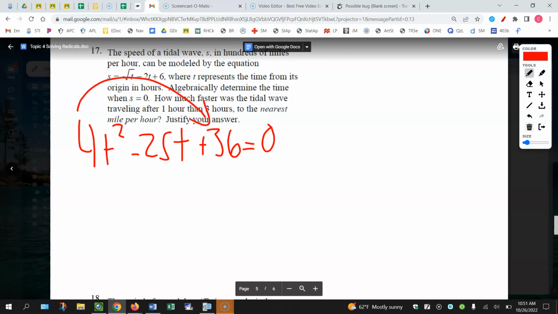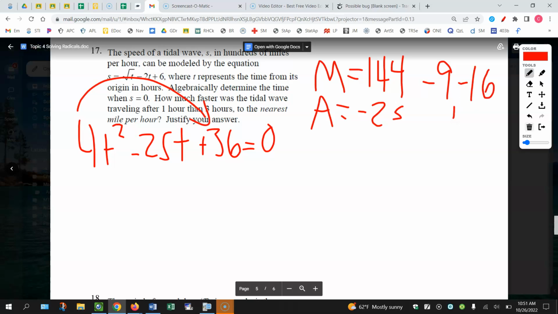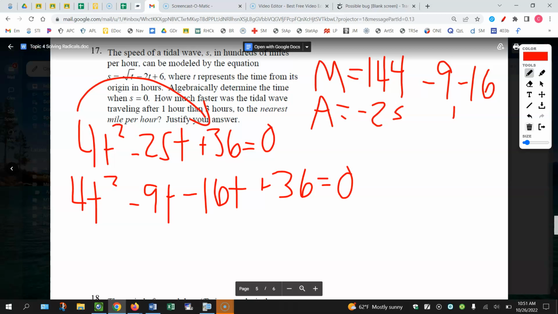So I'm going to do 4 times 36. I need numbers that multiply to positive 144 that add up to, in this case, negative 25. 144 divided by x on the calculator, you're going to end up with negative 9 and negative 16. So 4t squared minus 9t minus 16t plus 36 equals 0 is where we're at.